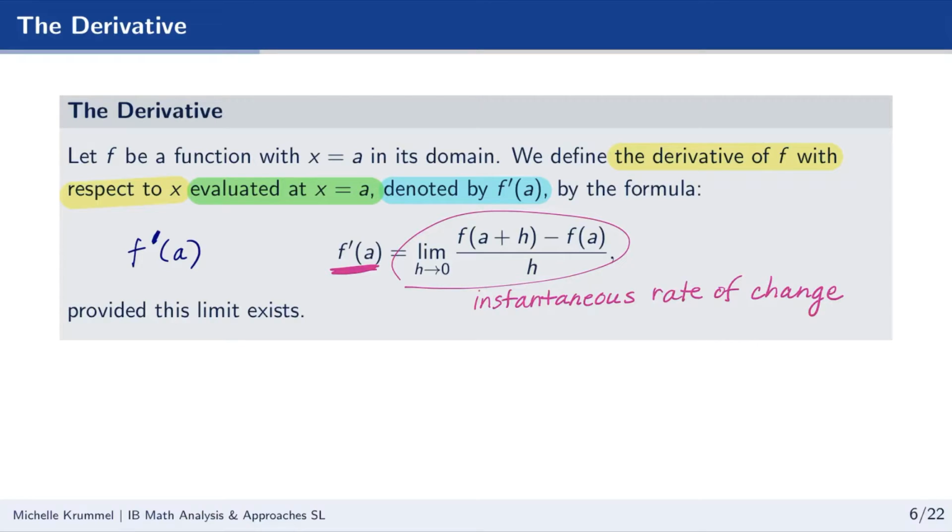This is called the derivative. So now derivative is just another way of saying instantaneous rate of change. And then we have at the end here, provided this limit exists. In our study of limits, we've seen that limits don't always exist. And if this limit doesn't exist, then this derivative doesn't exist. So it's possible that derivatives don't exist at certain points.